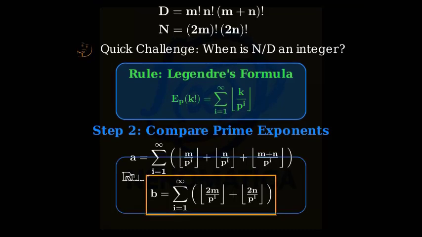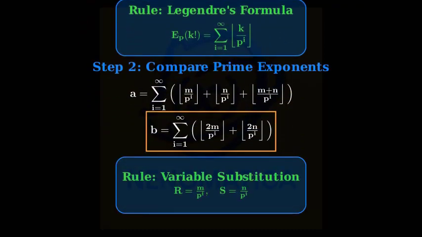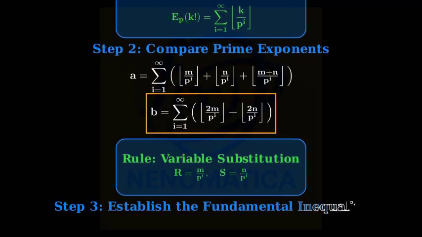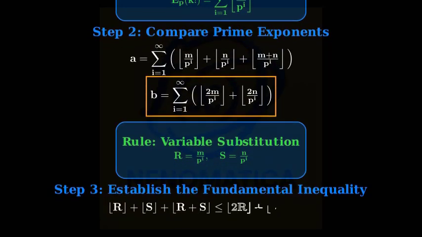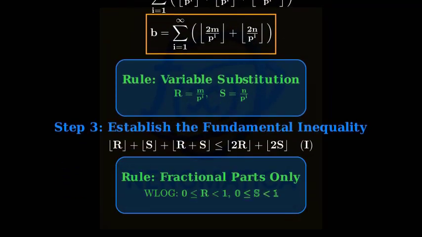Step 3. We reduce the comparison to a termwise inequality with substitutions. Let capital R equal m over p to the i and capital S equal n over p to the i. It suffices to prove the inequality: floor R plus floor S plus floor of R plus S is less than or equal to floor of 2R plus floor of 2S for each i. Because adding an integer to R or S increases both sides equally, we may assume the fractional parts only.